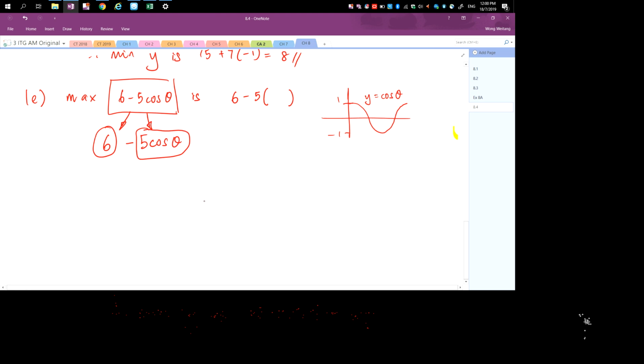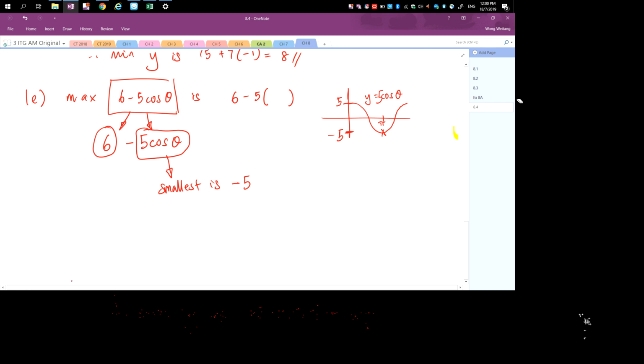Looking for the smallest value over here. The smallest value of cosine theta is actually negative 1. This is the graph of y equals cosine theta. Smallest value is negative 1. So the smallest value of 5 cosine theta is negative 5. Largest value is 5. Okay, this is the smallest value and it occurs at pi. So this smallest value is negative 5.